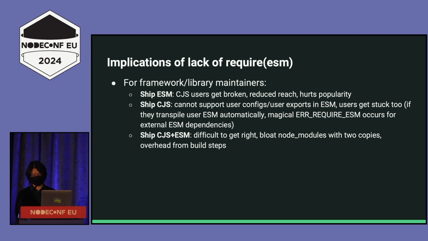For maintainers, if they ship ESM, CommonJS users get broken. In the case of certain frameworks, if they ship CommonJS, then they can't load user configuration or user exports in ESM. Some try to deal with it by automatically transpiling user ESM, but that could lead to magical errors when users load some external ESM dependencies that these frameworks don't transpile. Another solution is to ship both, but it's difficult to get right and bloats the node_modules folder. It also requires build steps to set up, which can be very annoying.